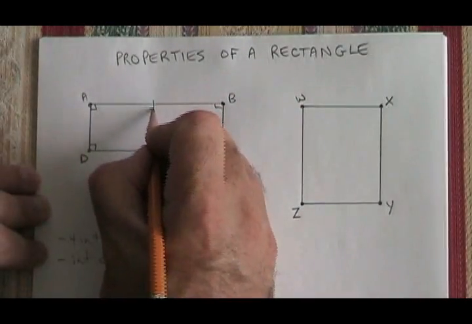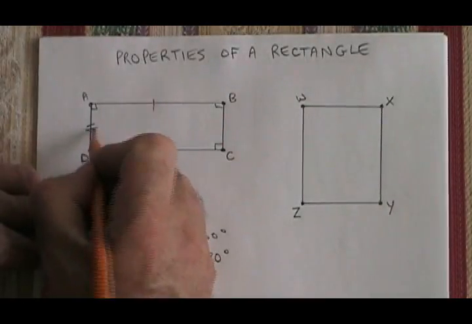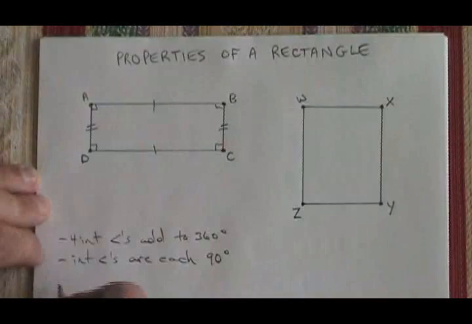These two opposite sides have to be congruent and parallel. And these other two opposite sides have to be congruent and parallel.